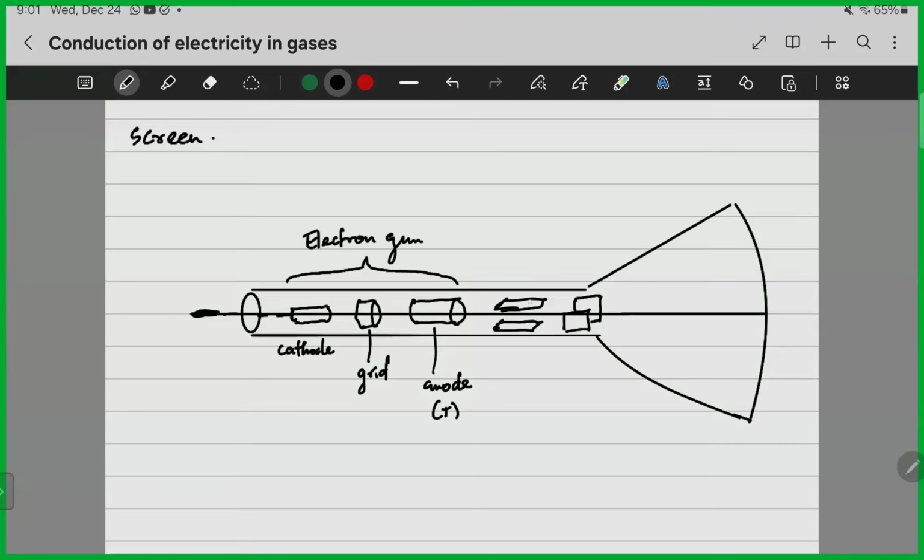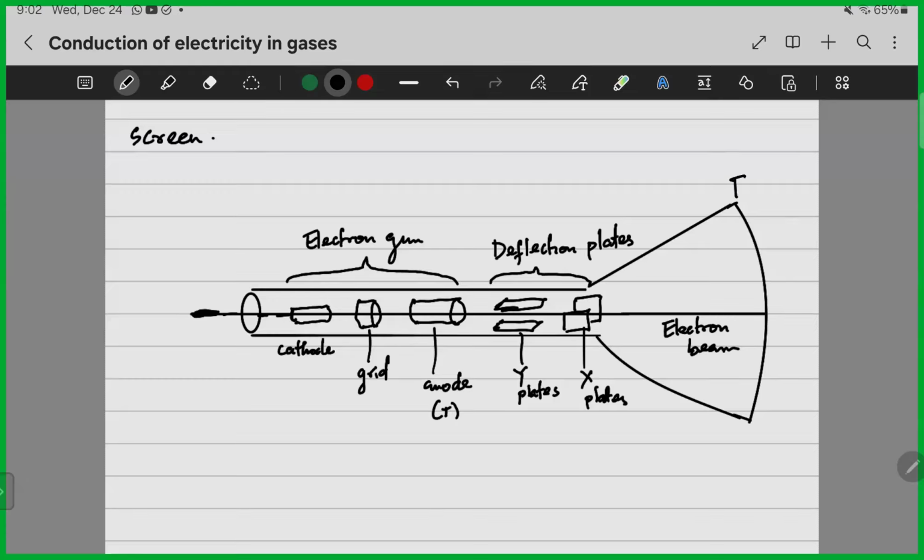This pair of plates are called the Y plates. This other pair are called the X plates. And then combined, they are called deflection plates. This is the electron beam, that thing that seems to go through everything. Electron beam. And then what you have at the end here is a fluorescent screen.